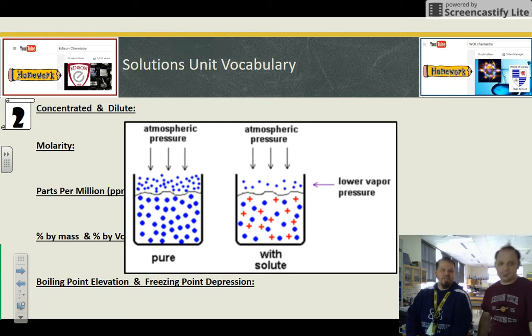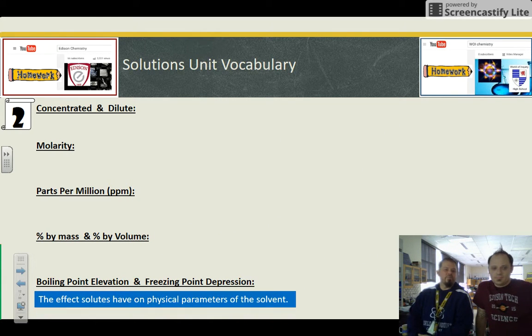Boiling point elevation. I can change the boiling point and freezing point by adding a solute.